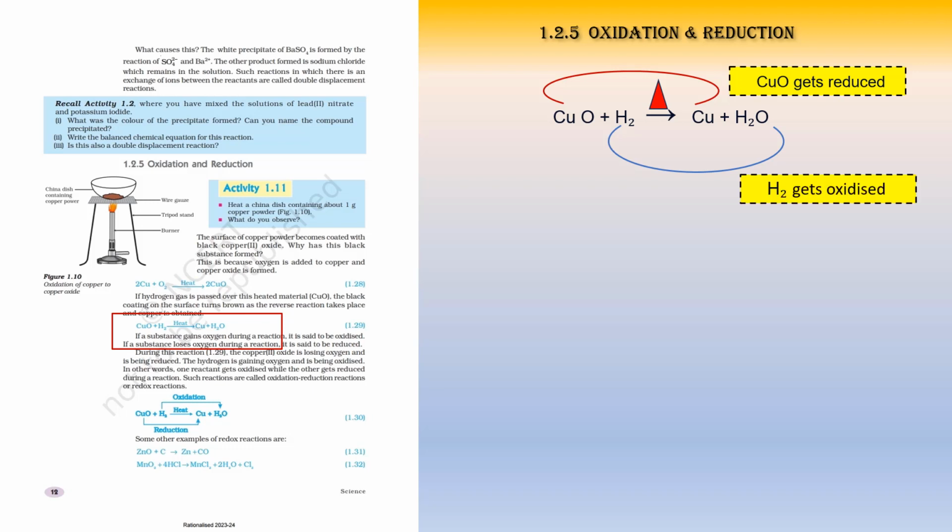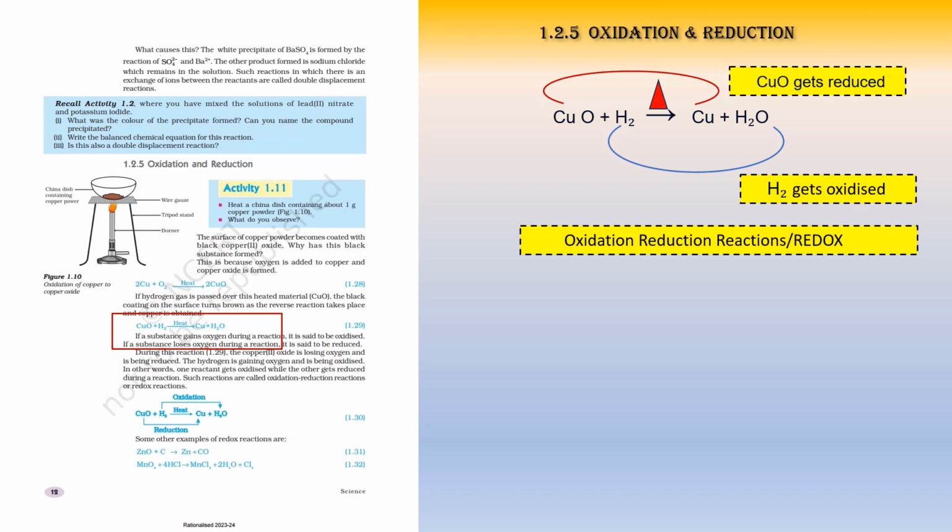So, if you have understood what is oxidation and what is reduction, I am certain you are able to understand here that copper oxide loses oxygen, therefore it gets reduced, while hydrogen adds oxygen atom, so it gets oxidized. Such chemical reactions in which oxidation and reduction take place simultaneously are called oxidation reduction reactions or redox reactions.